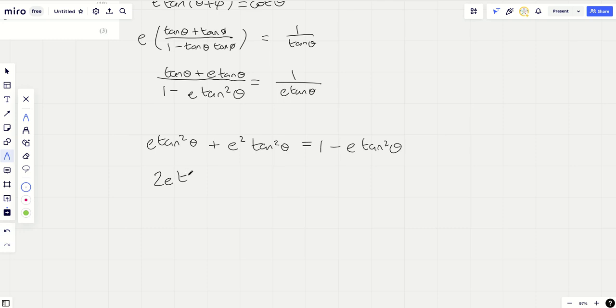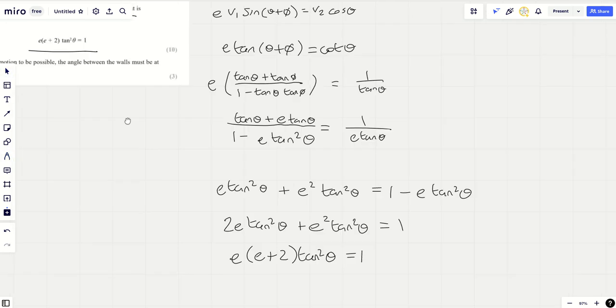Okay, so 2e tan squared theta plus e squared tan squared theta. Okay, so now just factorise it in the answers there, basically, because if you take out an e and a tan squared theta, you're going to get e plus 2 tan squared theta equals 1 with a little bit of rearrangement. And that's it. That's basically part A.